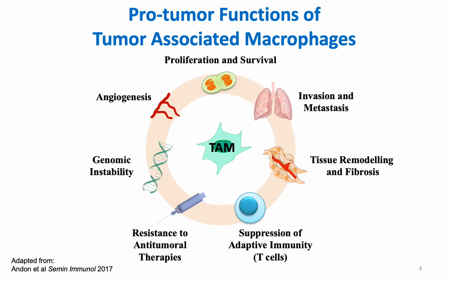Importantly, it was observed that these macrophages in tumors present pro-tumoral functions, and they are key responsible for the immunosuppressive tumor microenvironment. These tumor-associated macrophages present a series of pro-tumoral functions. They promote proliferation and survival of cancer cells, angiogenesis, invasion and metastasis, genomic instability, tissue remodeling, and fibrosis. In addition, these tumor-associated macrophages are responsible for suppression of adaptive immunity and resistance to antitumoral therapies.